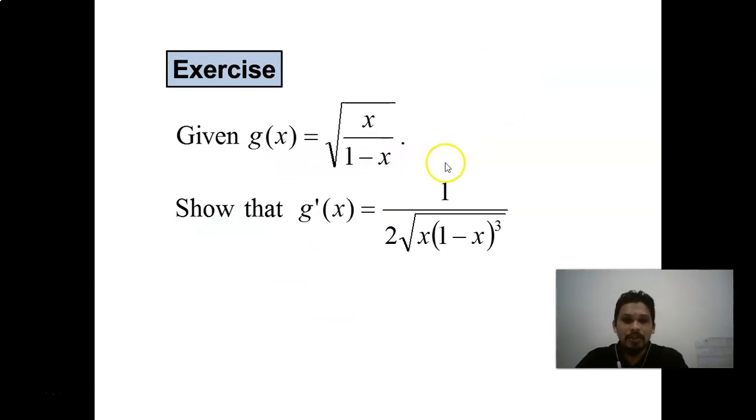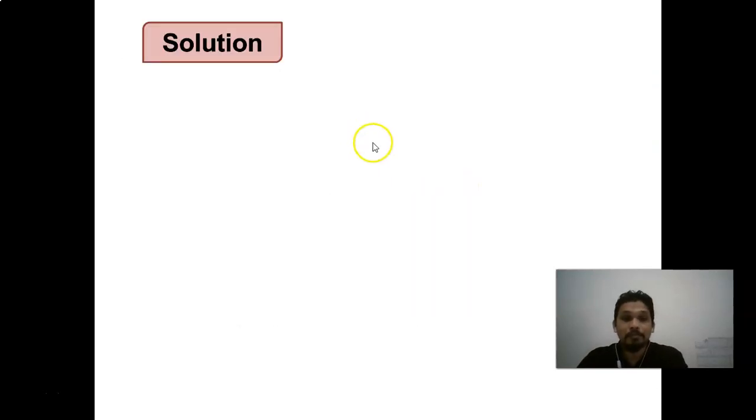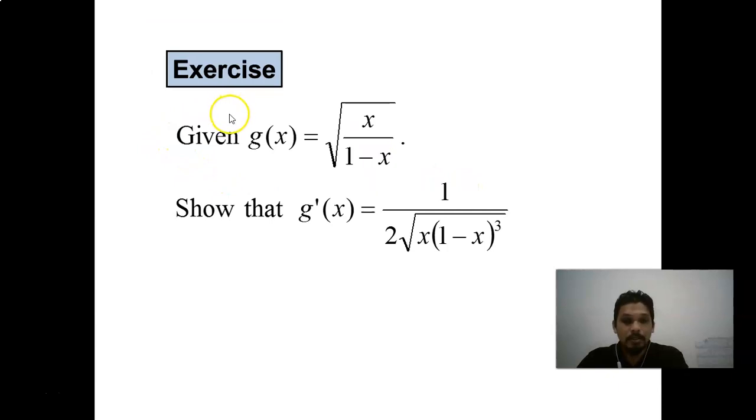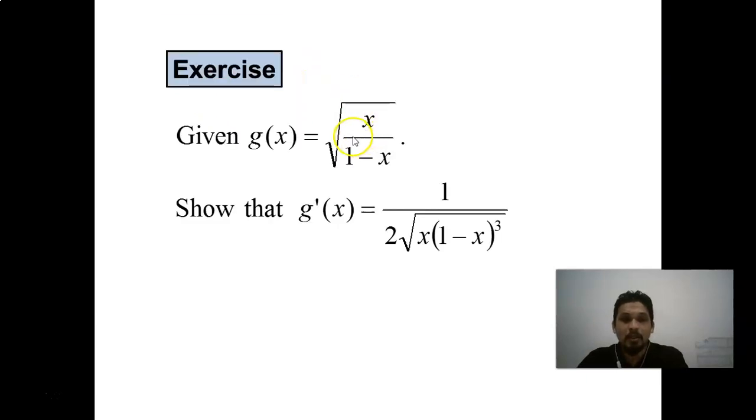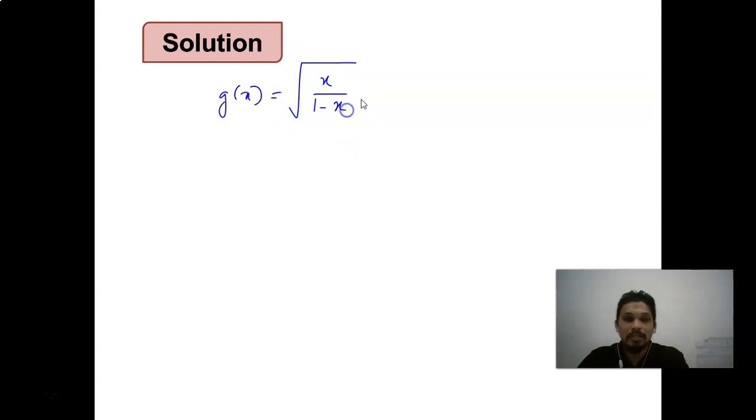Okay, show that g prime x equals this one. This one takes a bit of a long discussion here. We'll try. So g of x equals the square root of x divided by 1 minus x. Okay, g prime x equals, this is also we consider as x divided by 1 minus x to the power of 1 over 2.